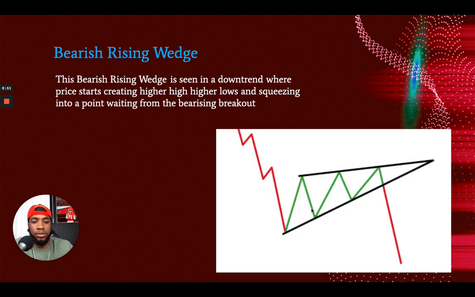Bearish rising wedge, right? Another example here. A bearish rising wedge is seen in a downtrend where price starts creating higher highs and higher lows and squeezing to a point. From that point, you have a bearish breakout.